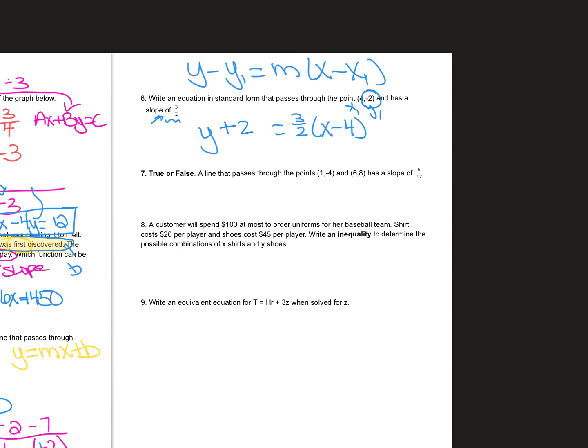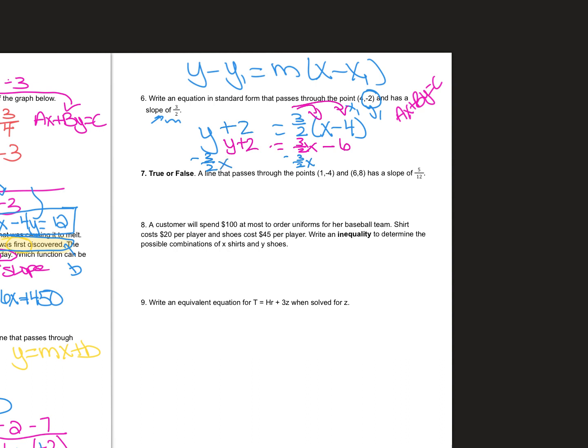Now I have to convert this to standard form. Let's just solve. The first thing I'm going to do is distribute that 3/2 to everything in the parentheses. So I have 3 over 2 x, and then 3 over 2 times -4. Putting that into Desmos, I have -6. And bringing down the y plus 2. Under standard form, I have to have ax plus by equals c. So now I'm going to subtract my 3/2 x from both sides.